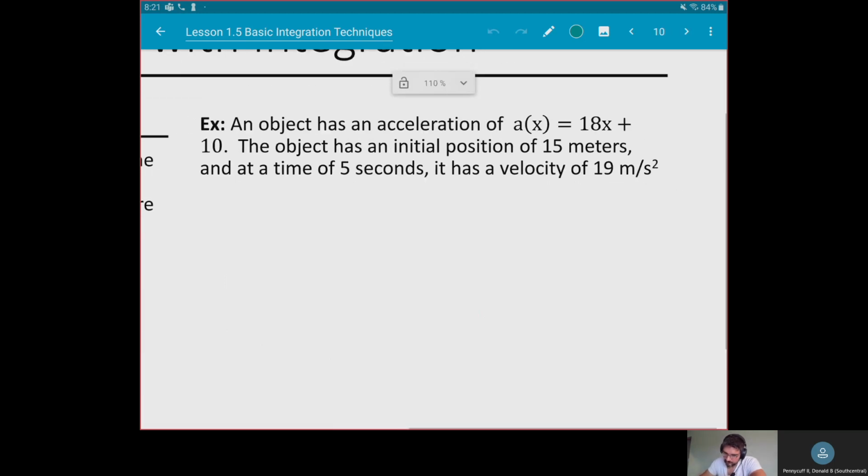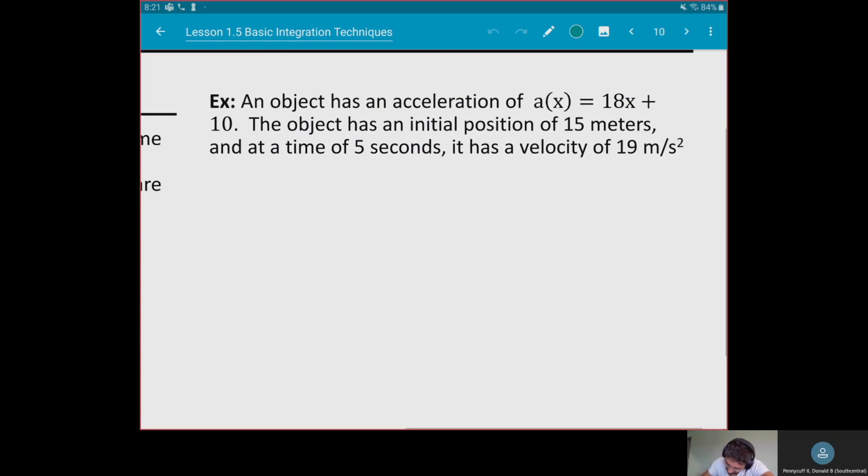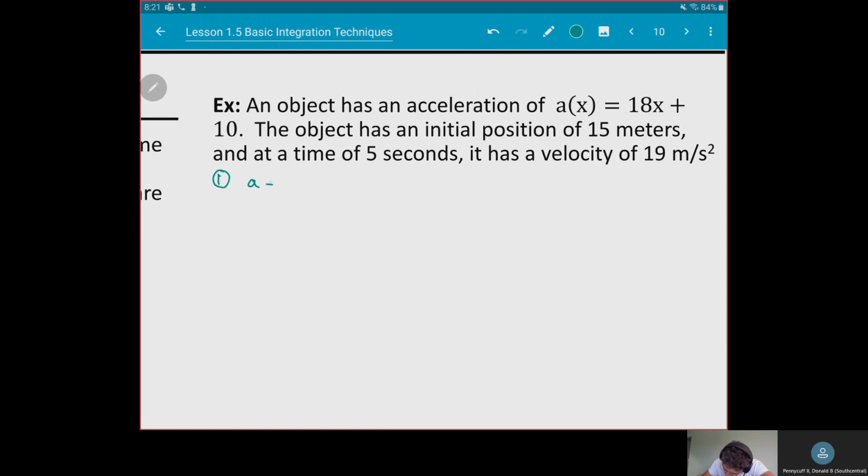All right, so this one we do not know the start and stop. So this is the one I jumped ahead to. All right, so part one, acceleration is equal to dv over dt. So we have dv over dt is equal to 18. Actually, we're in x's, so let me switch this to an x. dv over dx equals 18x plus 10. And that's all that is.